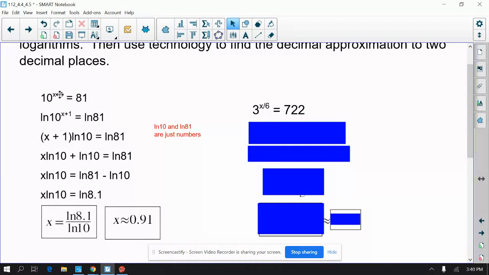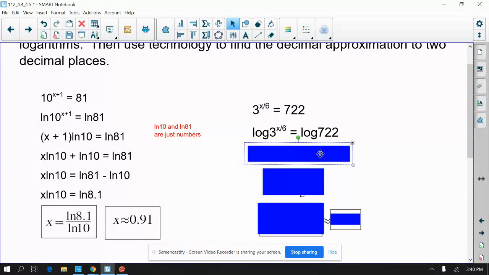Same thing here. We used natural log, so let's use common log. So I'll take the common log of both sides. Please don't even think that this is log times. No. It's log of 722. This is the log of 3 to the x over 6. And again, same principle. This exponent right here, from our log properties, I can make it come over here. So right underneath this blue square, I'm going to have x over 6 times log 3.